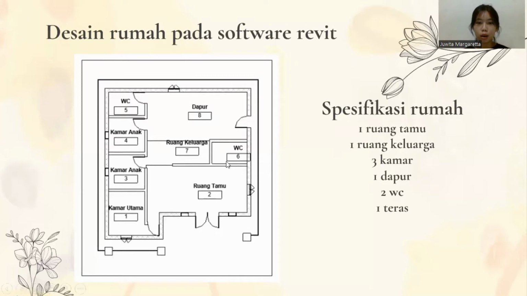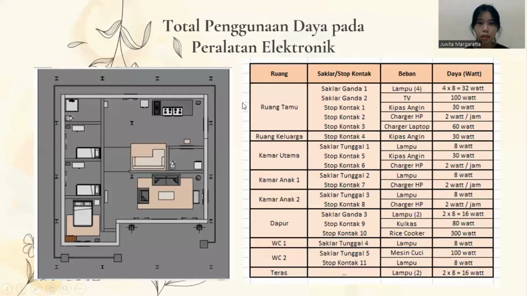This is the house plan in Revit software. The specification of the house is: one sitting room, one family room, 3 bedrooms, 1 kitchen, 2 toilets, and 1 terrace. This is the component that I use at my house.